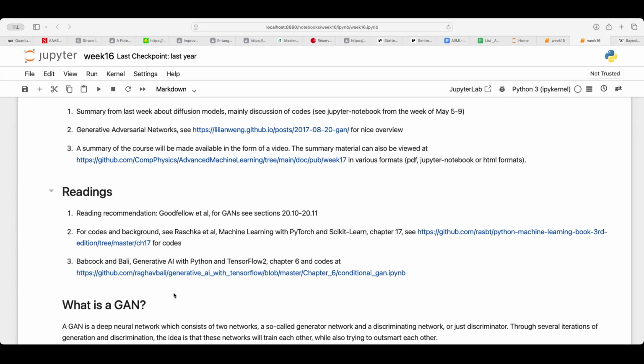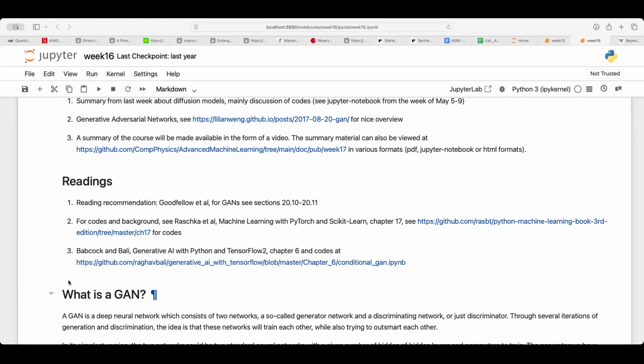There's also another textbook by Babcock and Bali, which is a very good one, which uses TensorFlow. You can see implementations of GANs with TensorFlow. Here I've tried to stay with PyTorch mainly, and that's because I have a certain bias towards TensorFlow and a preference towards PyTorch, but that is more my personal statement. The book by Babcock et al., you can download and go to their GitHub address. All these modern textbooks have GitHub addresses with lots of coding examples.